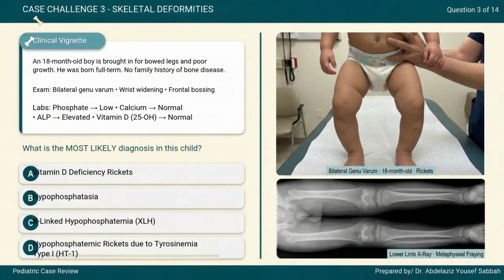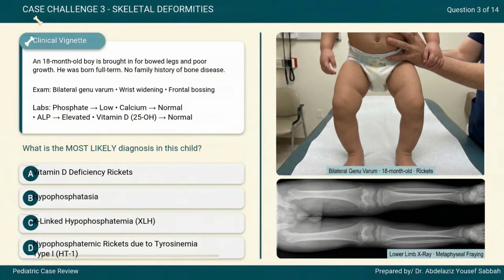Case Challenge 3. An 18-month-old boy is brought in for bowed legs and poor growth. He was born full-term with no family history of bone disease. On examination, he has bilateral genu varum, wrist widening, and frontal bossing. Labs show phosphate is low, calcium is normal, alkaline phosphatase is elevated, and vitamin D level is normal. What is the most likely diagnosis in this child?